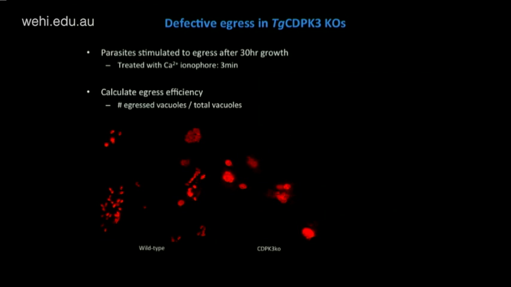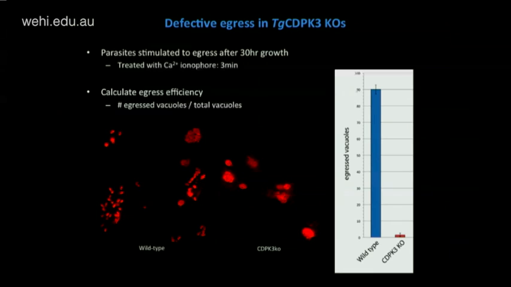And you can see here, wild-type parasites, this is an egressed vacuole, this is an egressed vacuole, this is an egressed vacuole over here. Those parasites have all spread out from a central vacuole. You can see immediately there's a big difference between the wild type and the knockout parasites, whereas the knockout parasites are essentially all still trapped inside their parasitophorous vacuoles. And when I quantified this, you can see a really obvious difference in their ability to respond to this drug and escape from host cells.